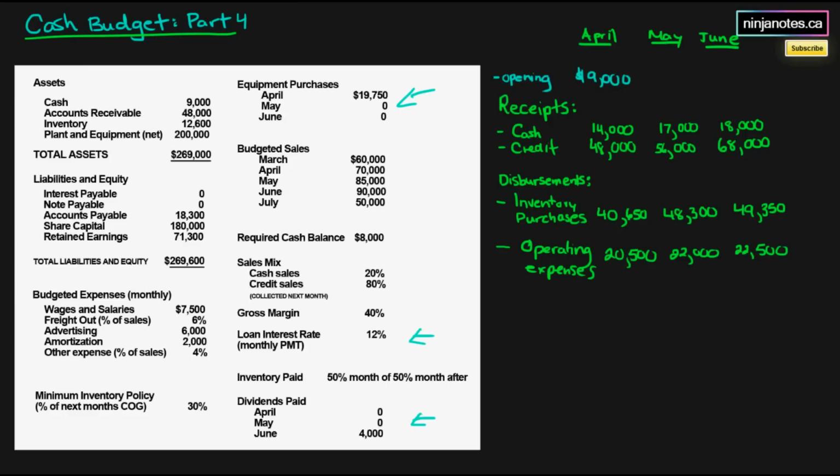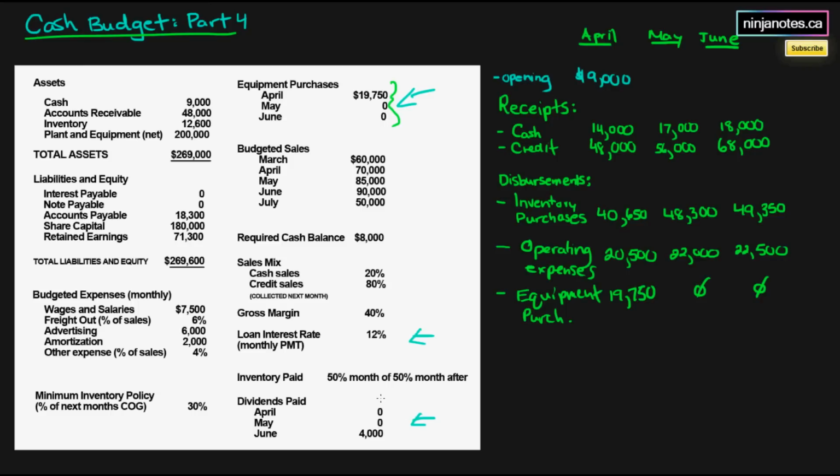All right. So to start off, let's start with the equipment purchases, which are essentially capital purchases or purchases of equipment and cars and factory capital and all that. So it says in April we purchased $19,750, so we're going to add that as a disbursement there, and we're going to have zero in the subsequent months, which is what it says right there.